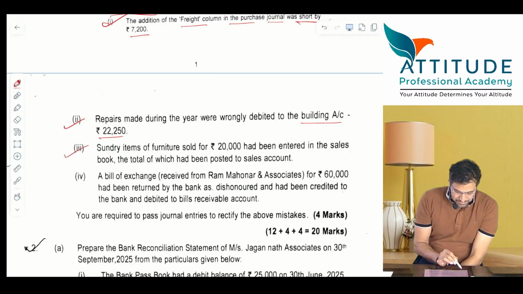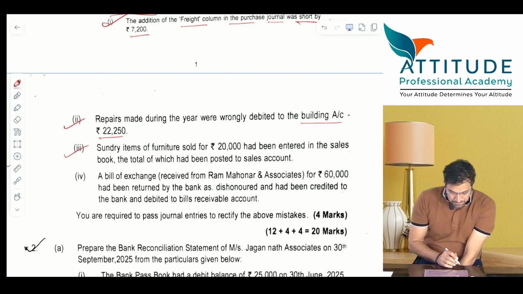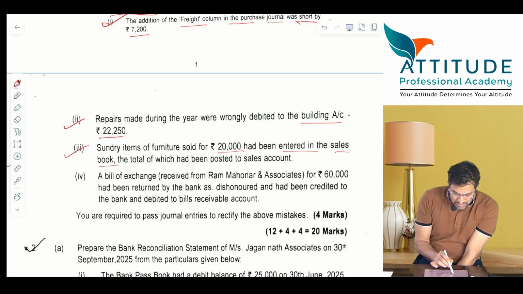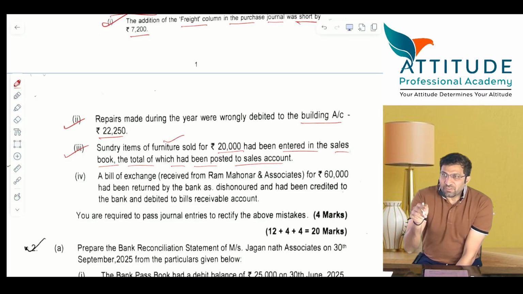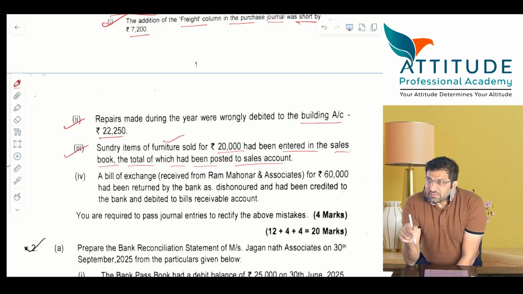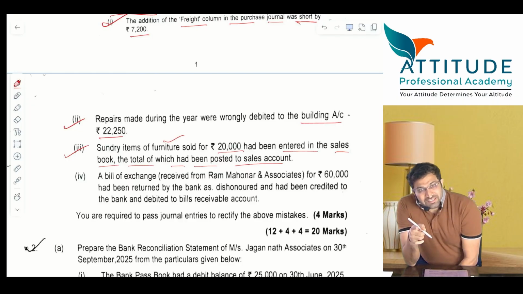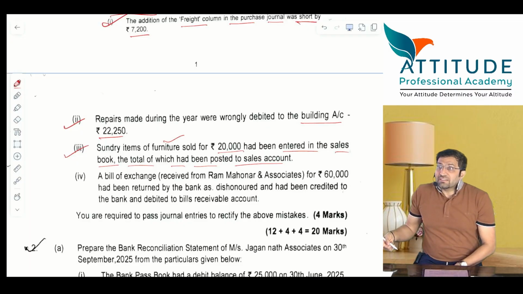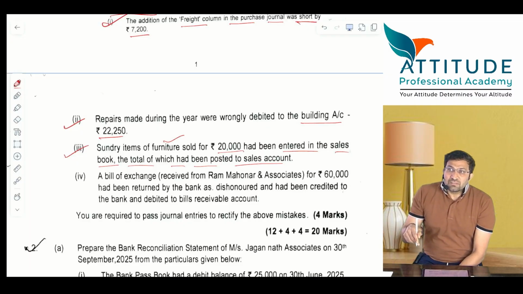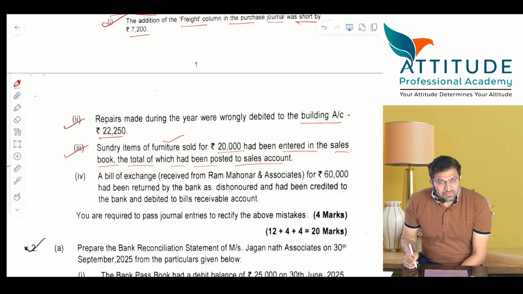Is that clear? Clear? Third one, sundry items for furniture sold for 20,000 has been entered in sales book, the total of which had been posted to what account? Sales account. Sir, furniture sold. Furniture is a fixed asset. Furniture sold is treated as what? Normal sales. So sales is unnecessarily credited. What should be credited? When furniture is sold, bank account debit to what? Furniture आना चाहिए. Yes or no? But it is sales. It is taken as what? Sales.